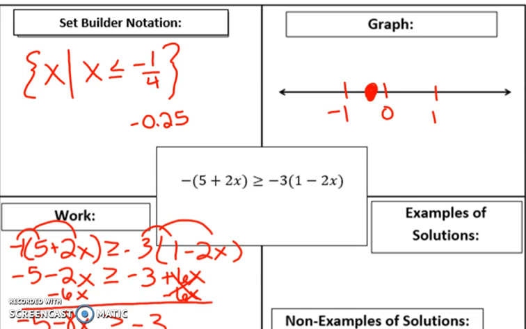So now we need to check our work. If I check it, again, plug in 0 for x, is 0 less than negative 1/4? So is 0 less than negative 0.25? Well, no, it's not. 0 is actually greater than it, so we're going to shade away from the 0. Because 0 does not work, we don't want 0 to be a solution.